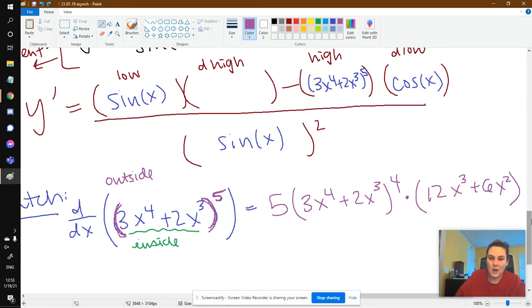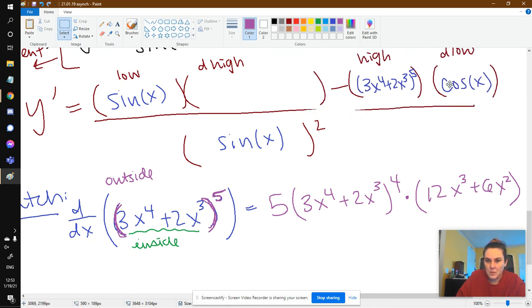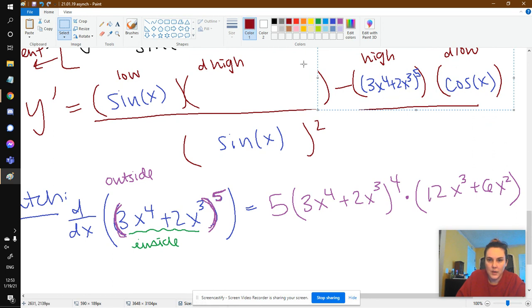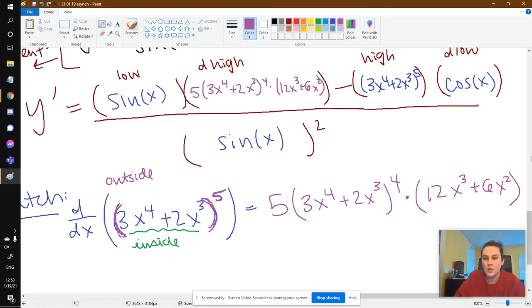Now I'm going to go back up to my problem, and I'm going to regret writing it this small, as I always do. I'm going to move this like this. I'm going to rewrite it. Boom. And now, after my scratch work, I can write in 5 times (3x to the fourth plus 2x cubed) to the power of 4 times (12x cubed plus 6x squared), all in parentheses.